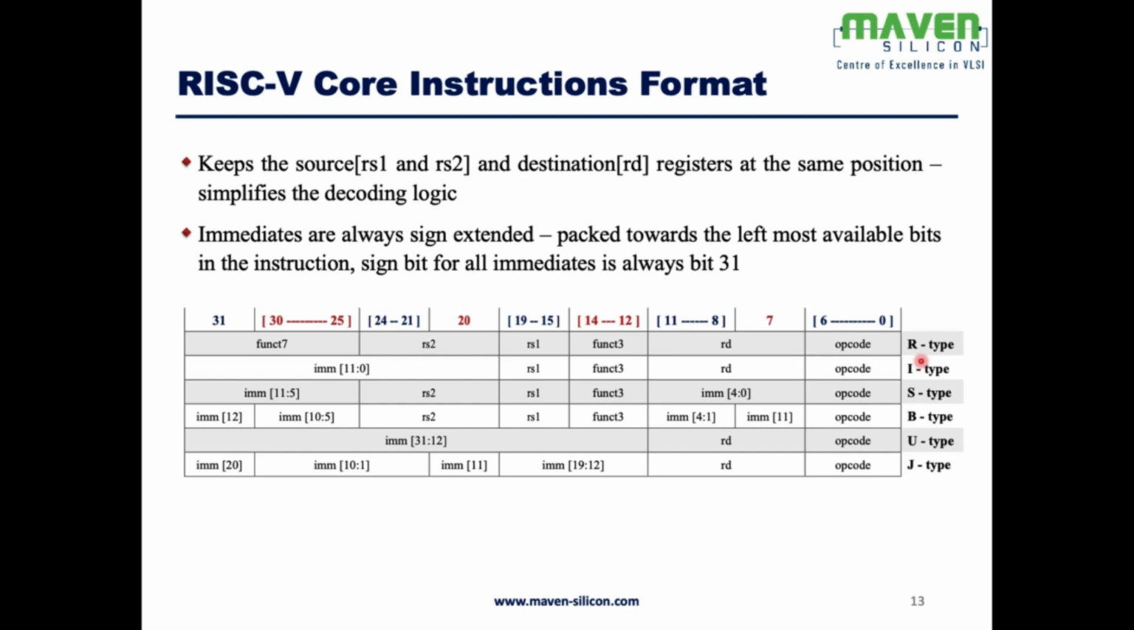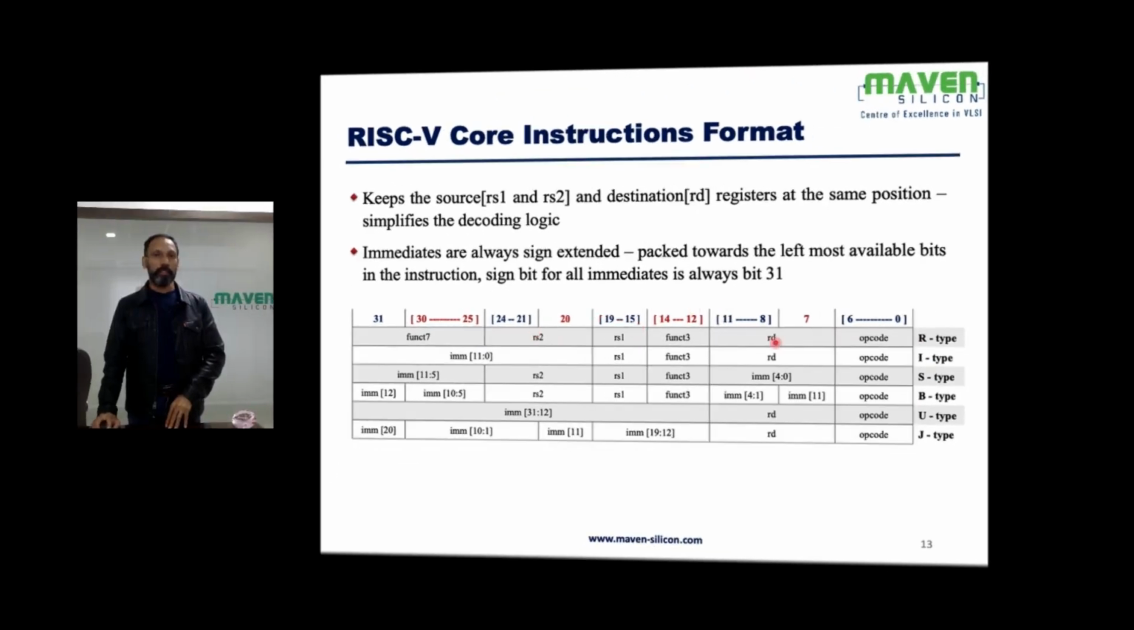When we say register type, it involves 3 registers: 2 source registers RS1 and RS2 and 1 destination register RD. RS1 and RS2 are going to be the operands. So whatever operation is defined by both function 3 and function 7 will be performed between RS1 and RS2, and the result will be stored in the destination register. That's why it's called register type. This opcode defines whether it is of type R.